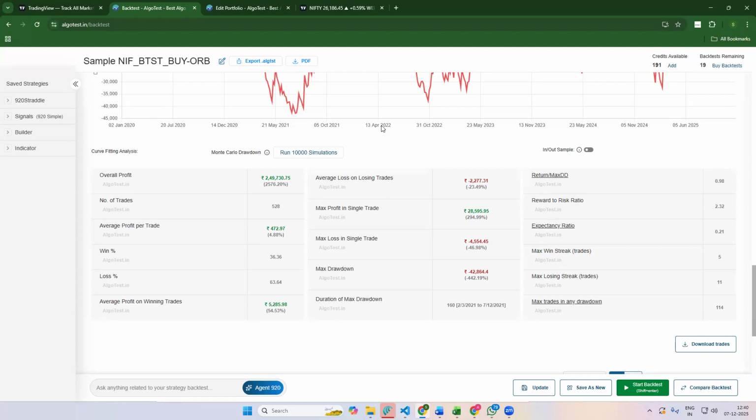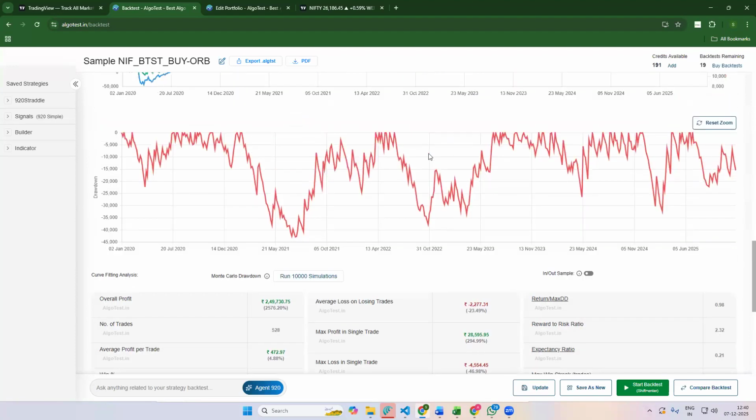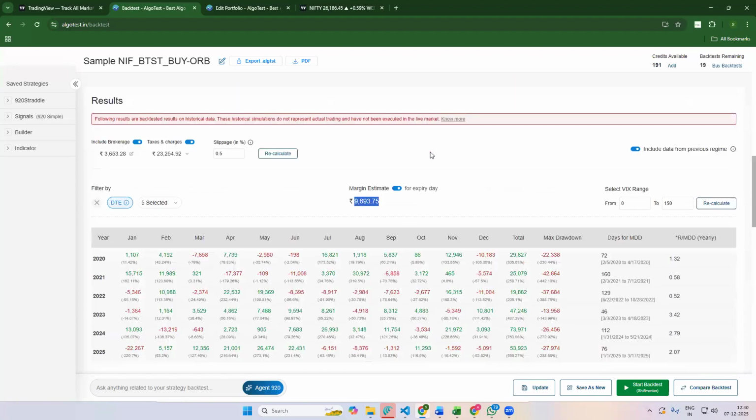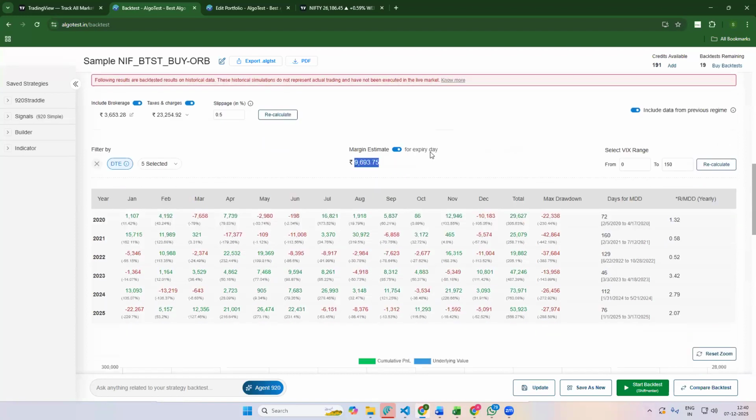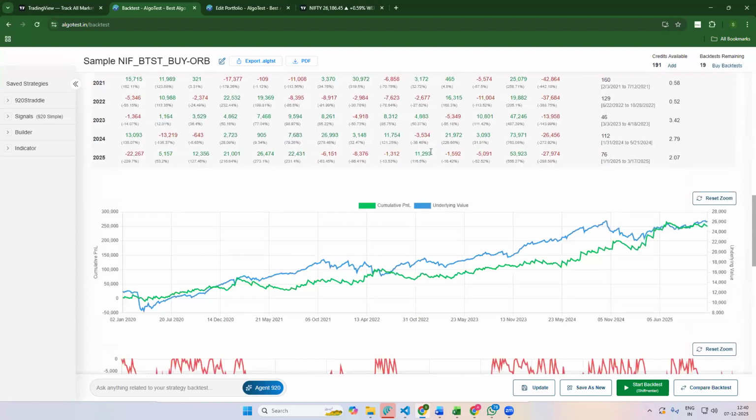And for an investment of 55,000, we are making 2,48,000 rupees. So returns are superbly good. If I want to do a similar option selling strategy, can you imagine what amount of investment we will need? More than 10 times. Just to sell one strike, we need an investment of 1,70,000 plus the drawdown, so around 2.5 lakh rupees.